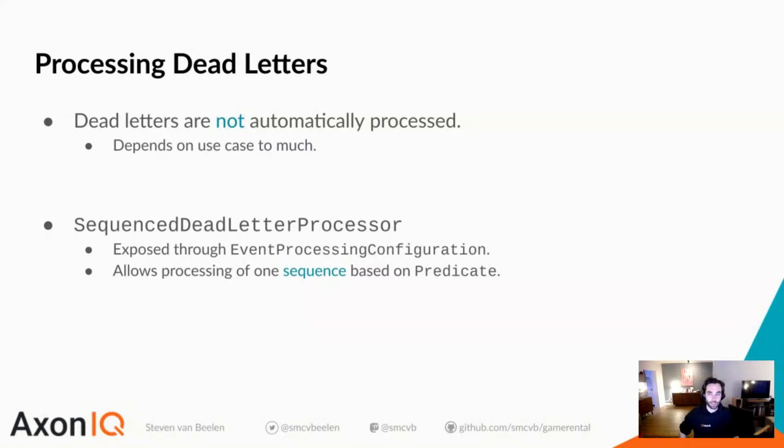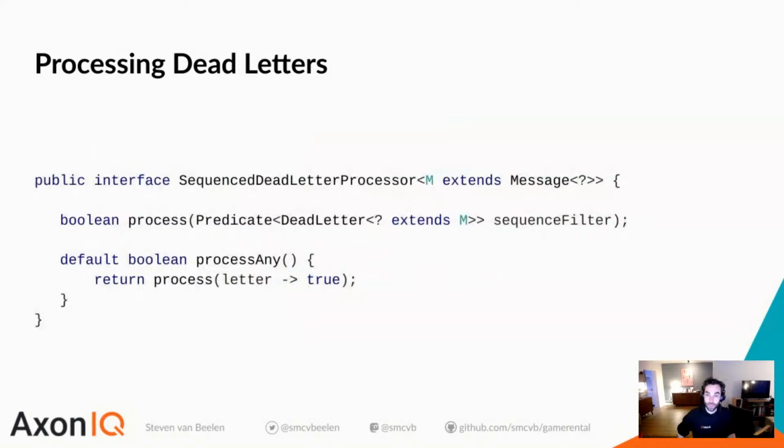These sequenced dead letter processors are exposed through the event processing configuration. This is slightly different from Axon's configurers because the configuration is the fulfilled configurer, containing every component the framework has built for you. It's a sequenced dead letter processor that allows you to process a sequence based on a predicate. It will actually look like so. This is the actual interface. I omitted the Javadoc for you because you can see that online if you will. You see that this also just works on any type of message, really, although the plain solution that you will use 9 out of 10 times is based on events.